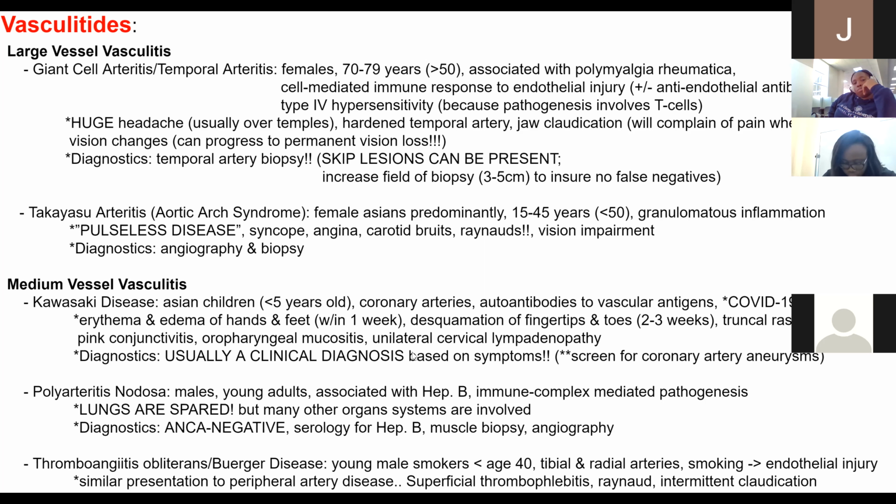They're going to complain of Raynaud's, they're going to complain about intermittent claudication. Also, a great way to know polyarteritis nodosa: no ANCA, no lungs, a beautiful way to know that. The biggest thing to understand is that smoking is the risk factor because it causes endothelial injury as a result. Tibial and radial arteries, know that one, that's why they have the Raynaud's, right?